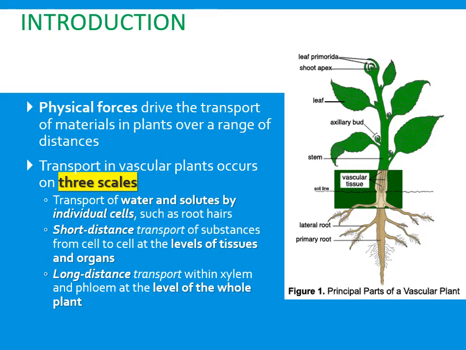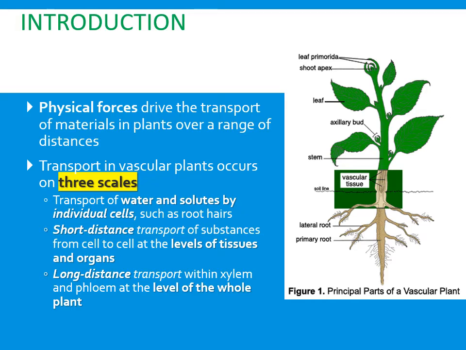So for the introduction, basically you have gone through already how the body plan looks like. It is divided into two systems, the shoot system and the root system. From there you also learned about how they are divided further into vascular tissue, dermal tissue and also ground tissue. Okay, so now, how does the transport occur? It occurs in three scales. You have to imagine doing a little bit of zooming in and zooming out, looking from the smallest part of the plant to the biggest version of the plant itself.